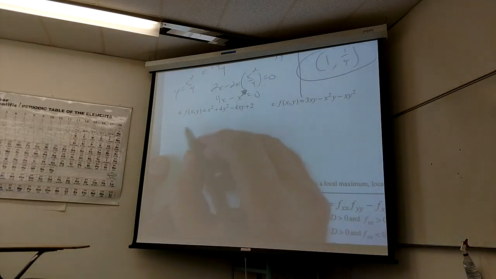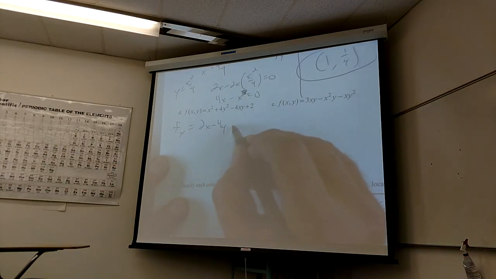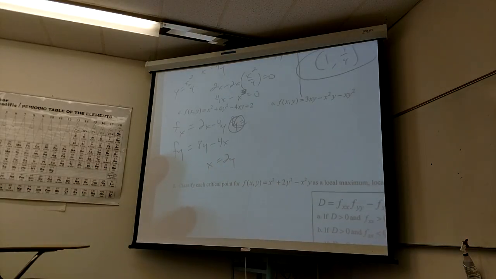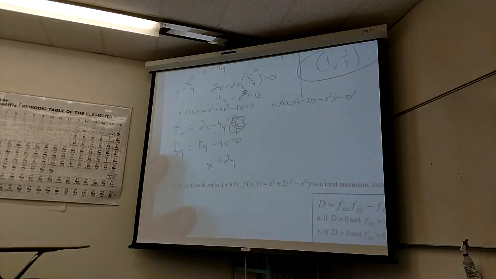This is the one we were just talking about, right? For fx, you get 2x minus 4y. For fy, you get 8y minus 4x. If you set each one equal to 0, both of those say x equals 2y. So to make that condition hold, you just have to make sure that x equals twice y. That's an infinite number of points. They all lie on that line. So every point on this line is a critical point.